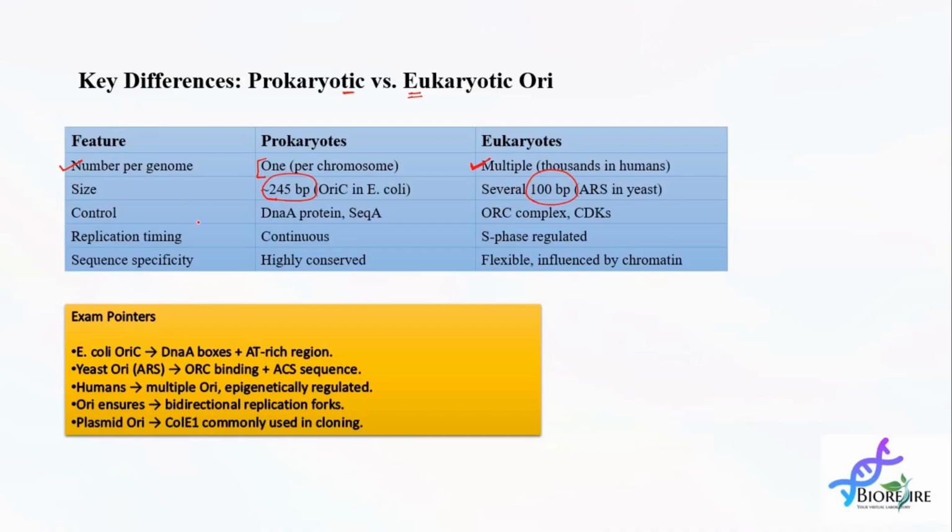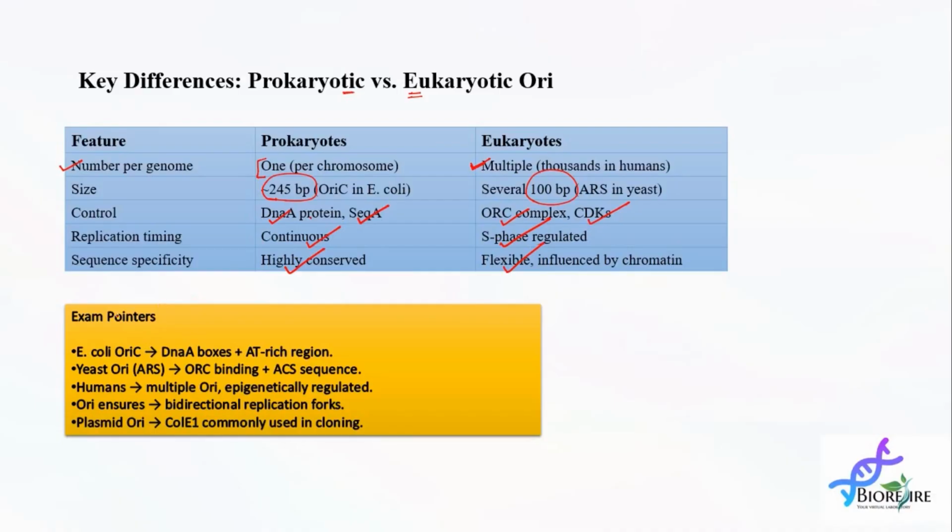Control by the DNA A protein or sequence A. And in eukaryotic, it will be controlled by ORC complex and CDK proteins. Replication timing in prokaryotics is continuous. In eukaryotics, it is phase regulated. Sequence specificity, in case of prokaryotic, it is highly conserved, but in case of eukaryotic, it is flexible.